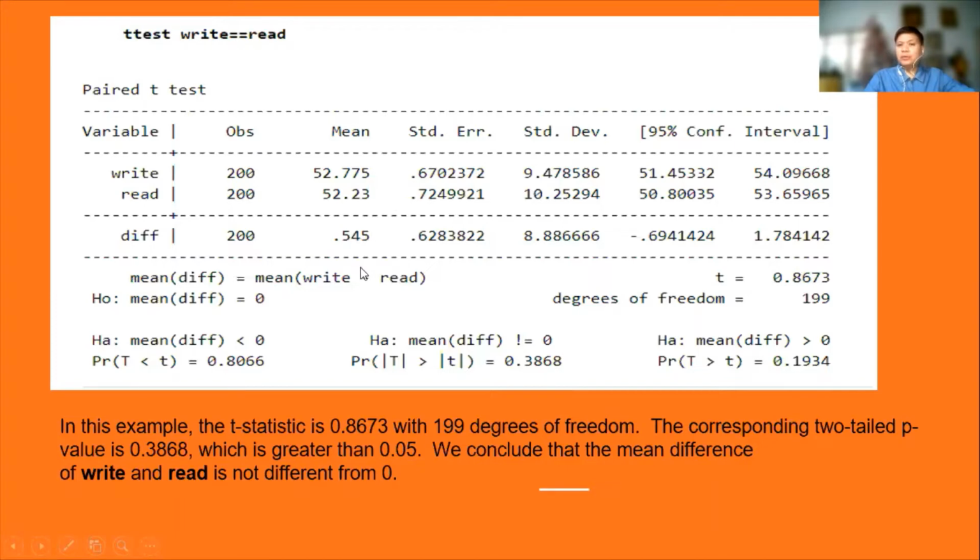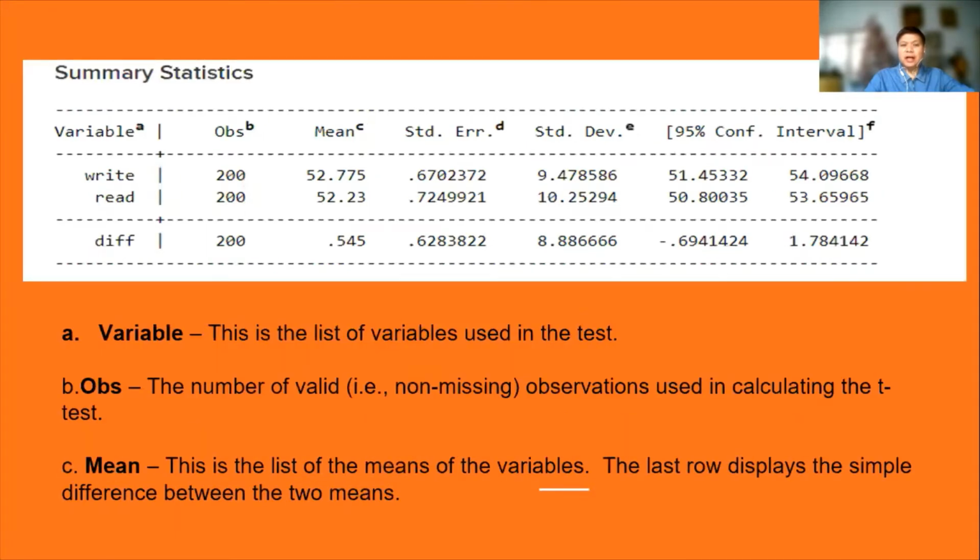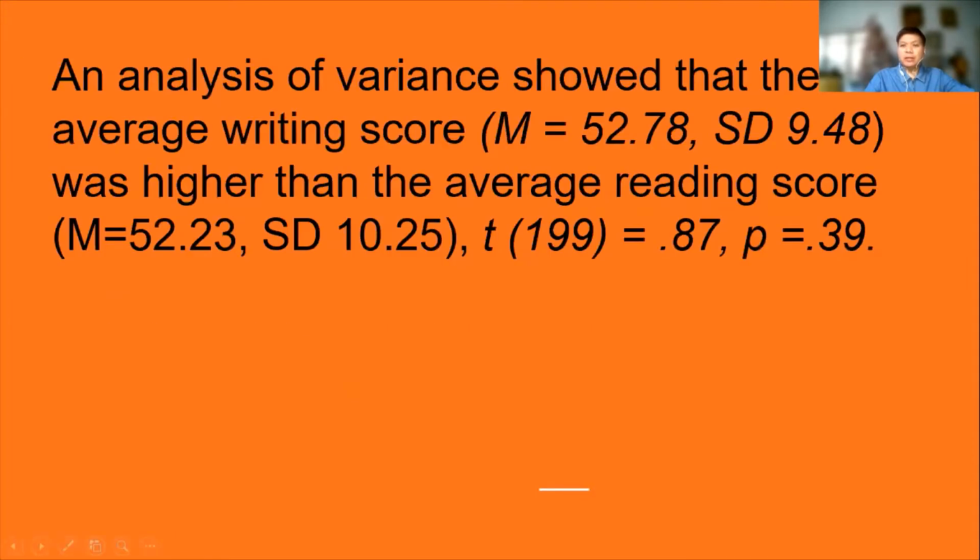But we want to know if that difference of 0.545 is significant. So we look at the p-value. The p-value is 0.3868, meaning that it is greater than 0.05. Okay, so therefore it is not significant. And then how did we interpret that?